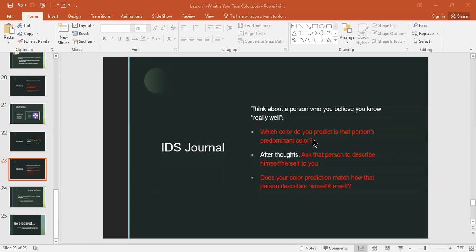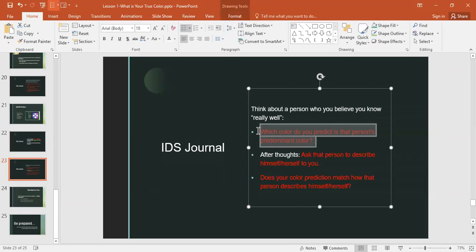David, I'm asking you guys to answer this question here, right? Think of a person you know really well. Which color do you predict is that person's predominant color? If they're a student in the class that you already know their color for, don't use them.